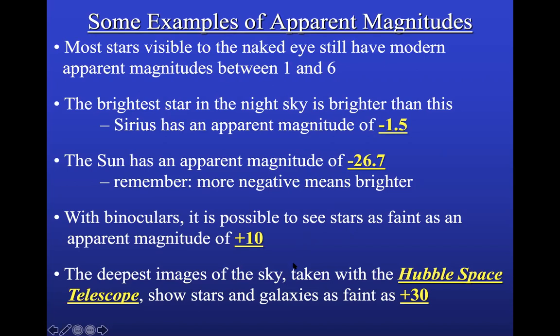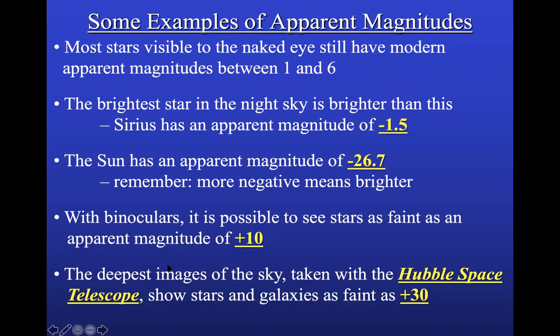Now, as I told you, with the naked eye you can go up to a magnitude of 6, which means you can see fainter objects up to magnitude 6. But if you have a binocular, then it is possible to see stars as faint as apparent magnitude plus 10. So with a good binocular, you can go up to plus 10 as the fainter limit.